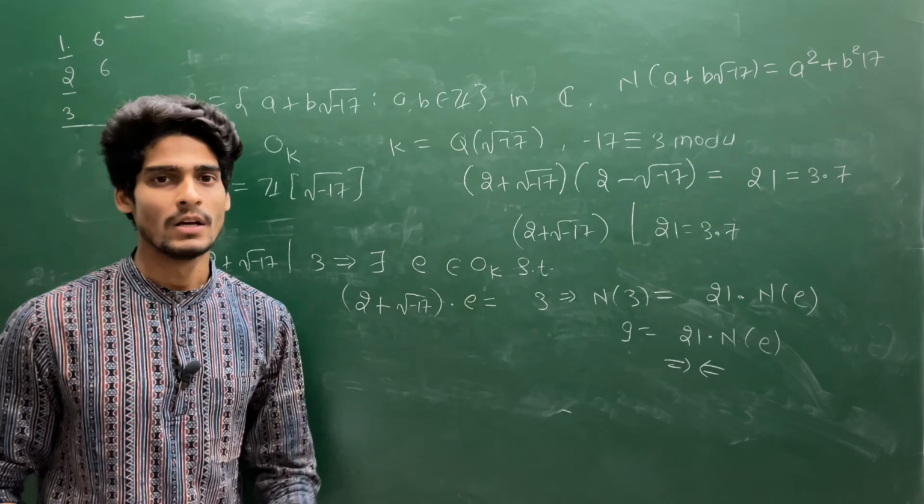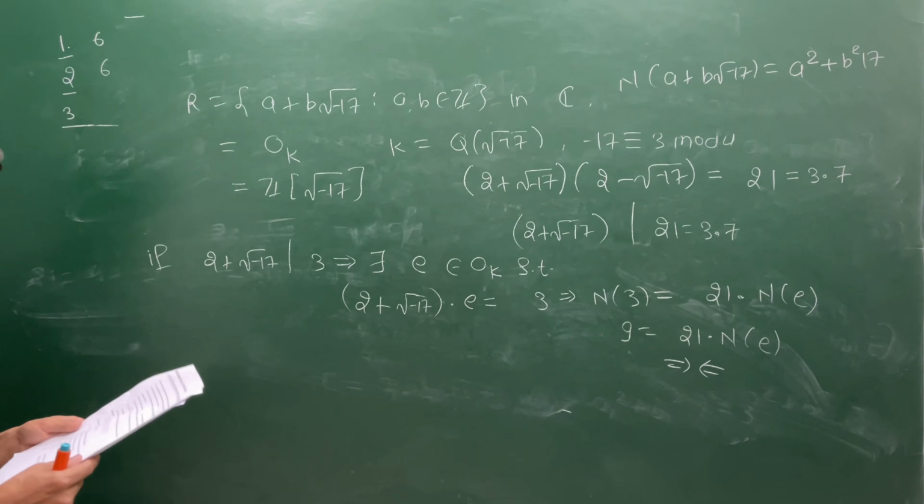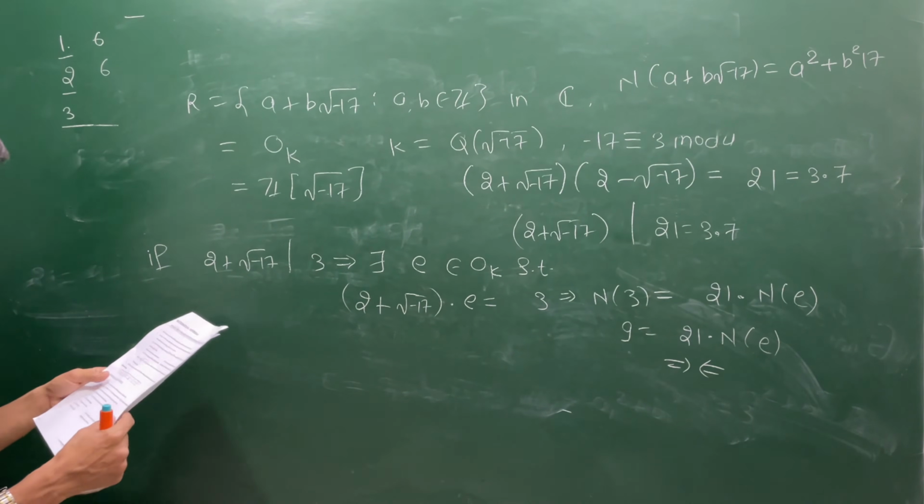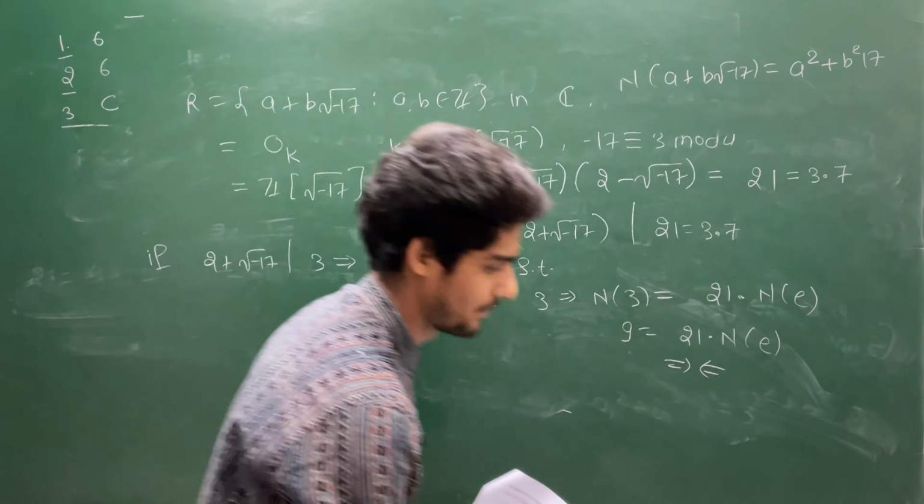So this element is a non-prime element. So P is true and Q is false. So C option will be correct here.